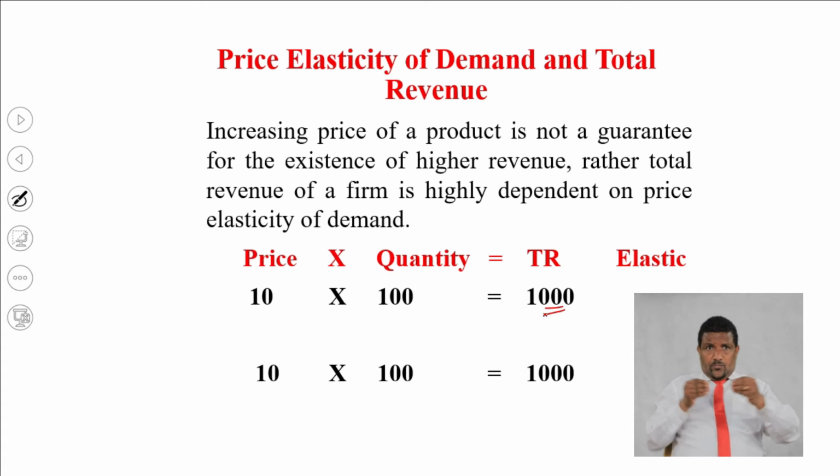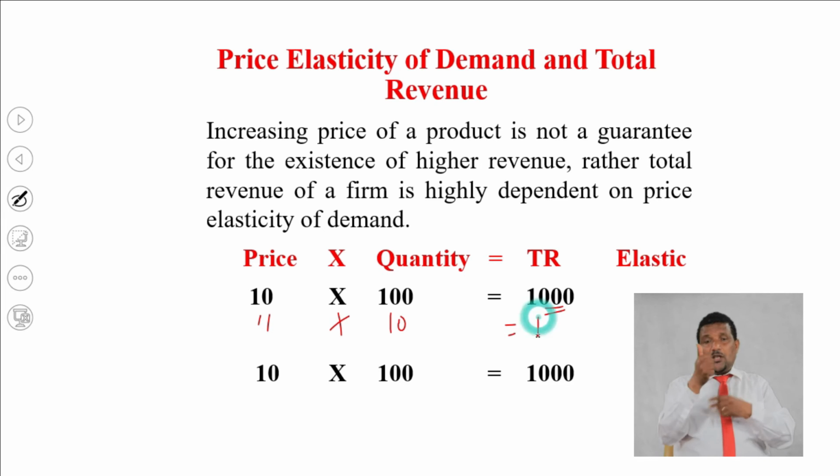If the buyer is elastic, with a little increment in price from 10 to 11, the decline in quantity demanded is larger. Let's say the quantity demanded declined to 10 kilograms. Then what would happen to total revenue? It is 11 times 10, which is 110. So if the buyer is elastic, then with an increase in price of a commodity, the total revenue of the firm will decline. So there is an inverse relationship between price and total revenue.